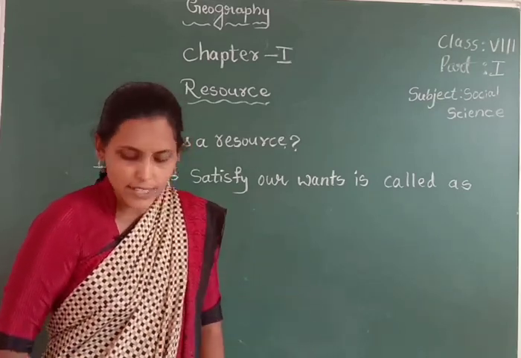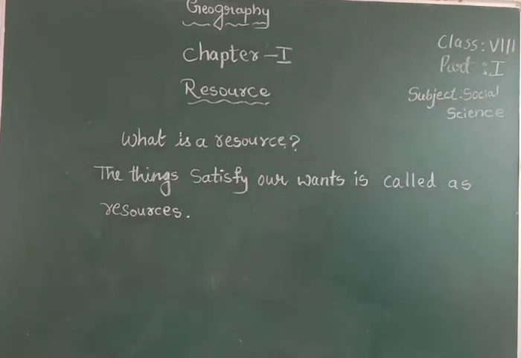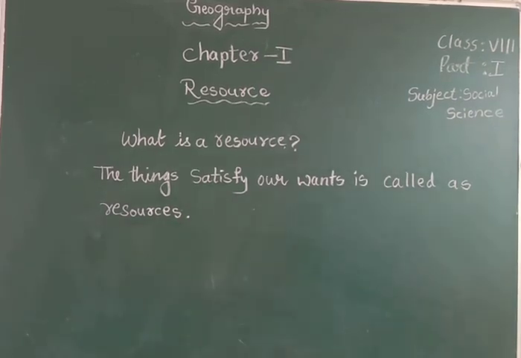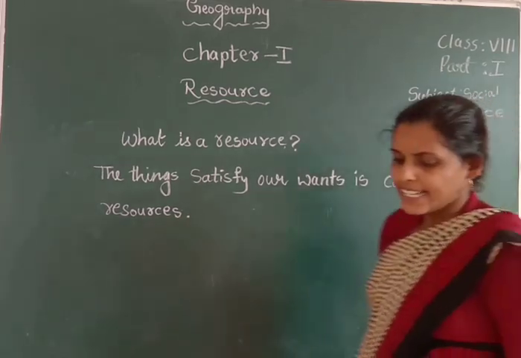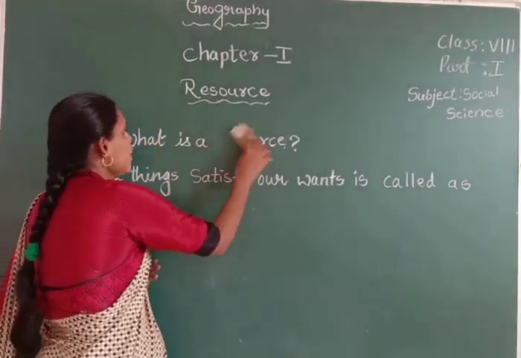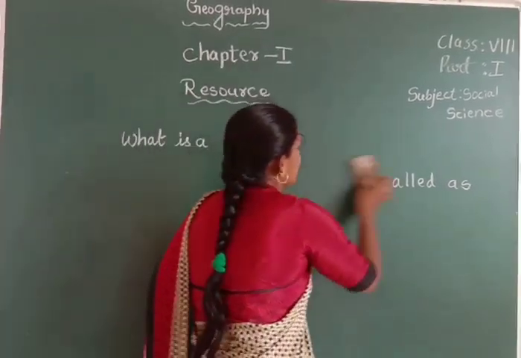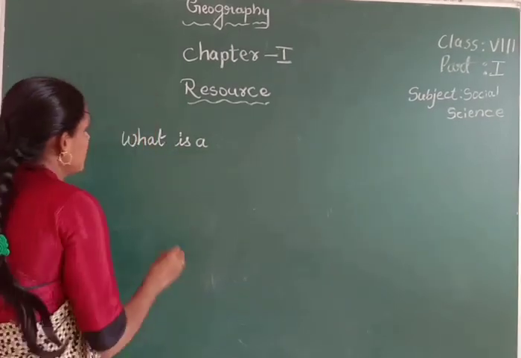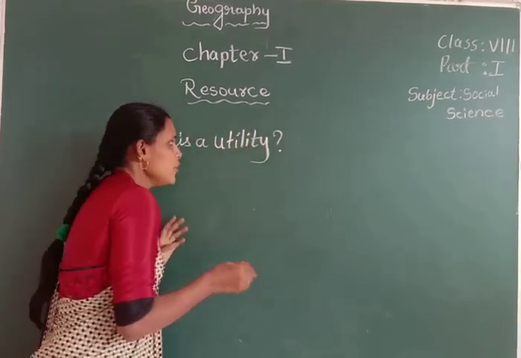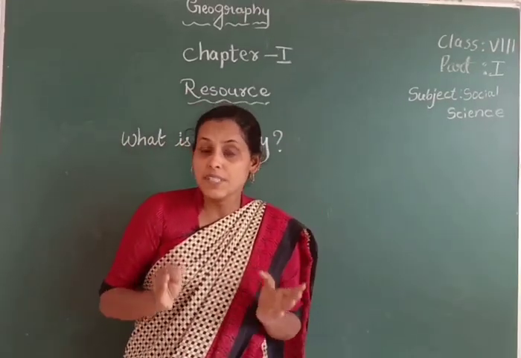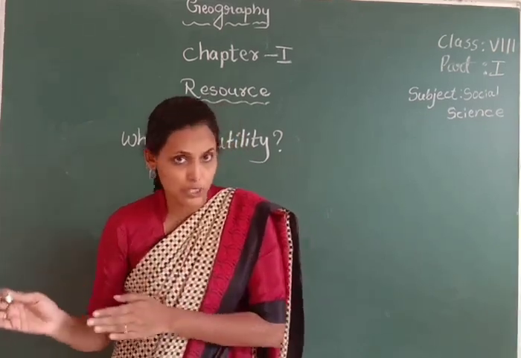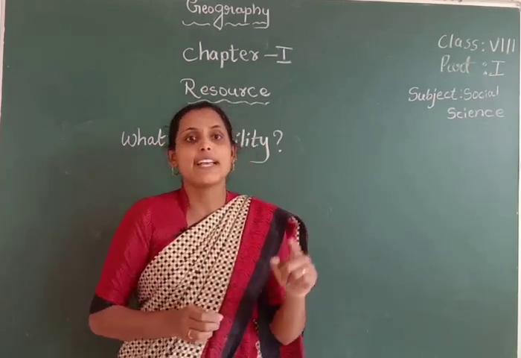I hope up to here the concept is clear. So the next is utility or usability. What is utility or usability? Well children, a substance or an object that has been made for the purpose of use. The substance which is usable is called a utility.